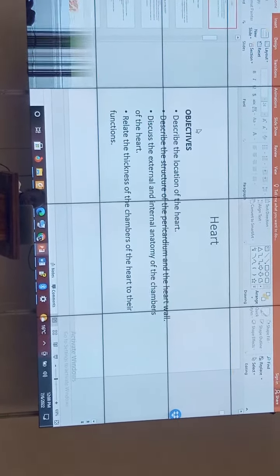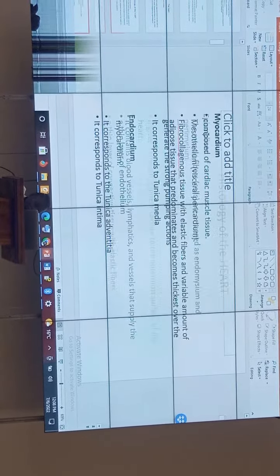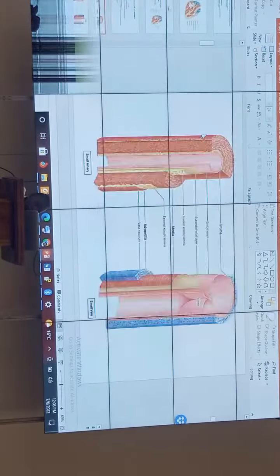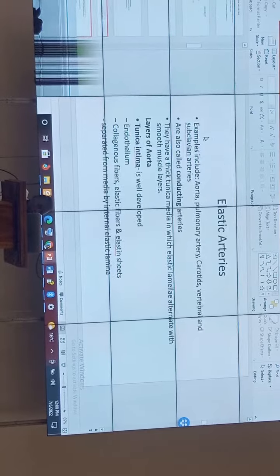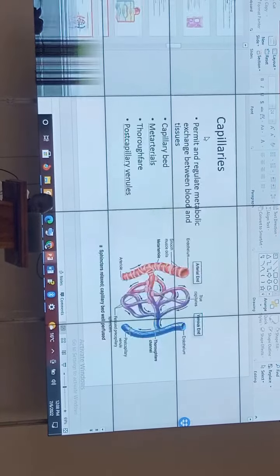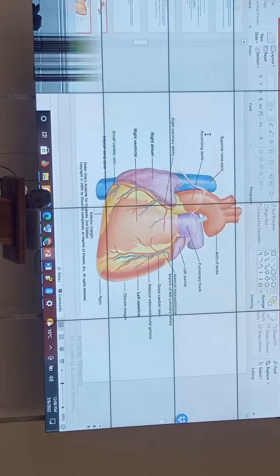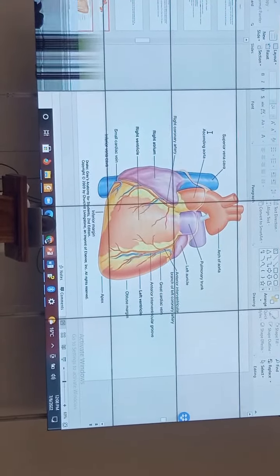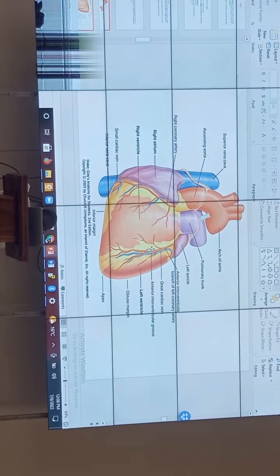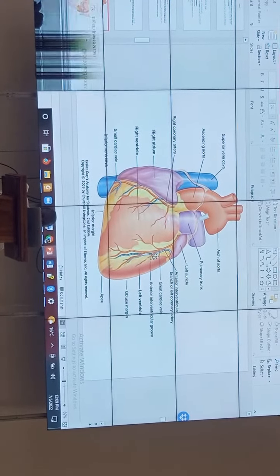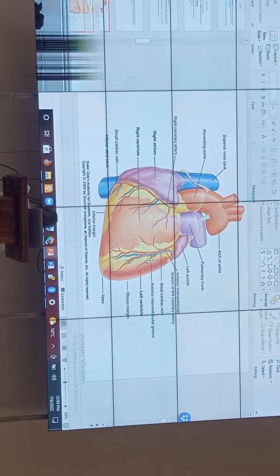So when you look at a heart like this one, where is the heart? On top. Okay. So what did we call this groove again? What did we call this groove, guys?